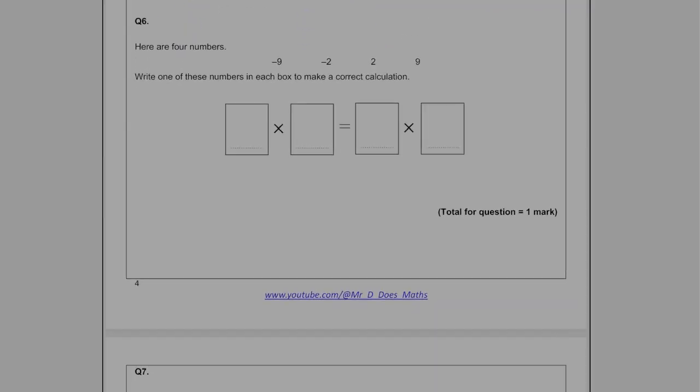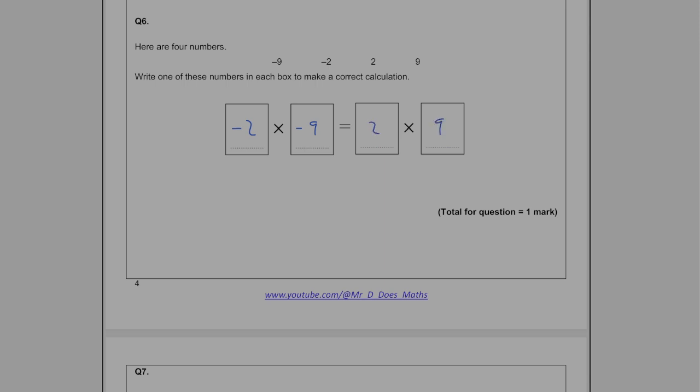Question 6. Here are 4 numbers, -9, -2, 2 and 9. Write one of each number in the box to make the calculation correct. Blank times blank equals blank times blank. Well, this is relying on us knowing that 2 negatives multiplied together will give us a positive. And we've actually got quite a lot of options here. So I'll start with -2 times by 9 and 2 and 9.